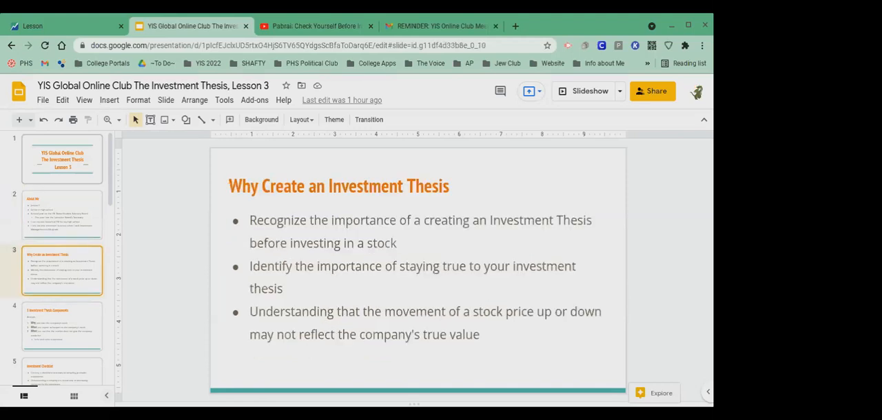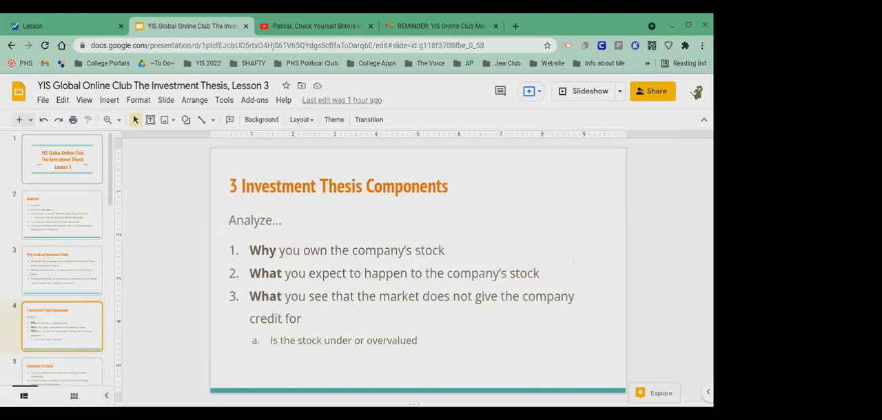So let's go into some review of last week and why we create an investment thesis. An investment thesis is used to recognize the importance of investing in a stock. So you want to identify the true investment thesis and why a stock price is going to go up or down and how that may not reflect the company's true value. So we want to analyze why you own the company stock, what you expect to happen to the company stock, and what the market does not give the company credit for.